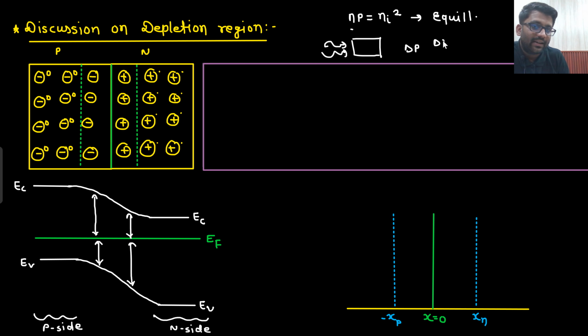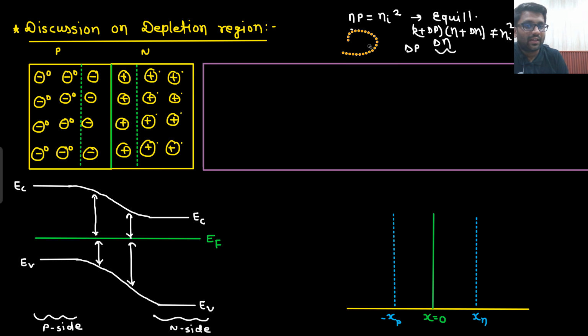Some delta p and delta n was created. So your p became actually p plus delta p and your n became actually n plus delta n. So that's why p into n was not equal to ni square. But when it was under equilibrium, there was no issue. Always n into p equals ni square will be valid.